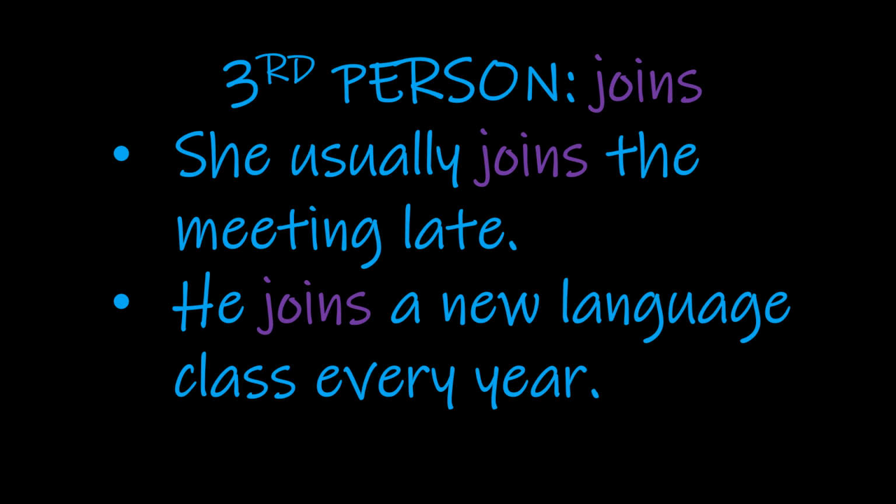Now, because this third person is in present simple, we combine it with particular phrases related to time. For example, in the first sentence, she usually joins the meeting late. We're talking about her habit, which is one of the common uses of present simple. And in the second example, we've got every year. Even though this is something he only does once per year, joining a new language class, because he does it every year, we're okay to talk about it in present simple. He joins a new language class every year. It's his habit.